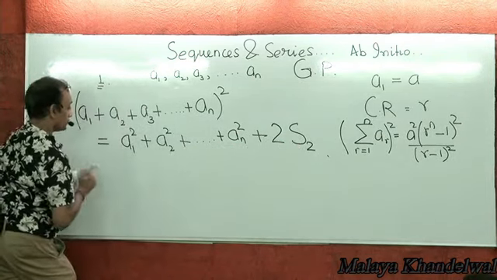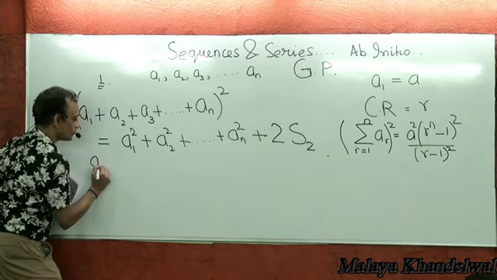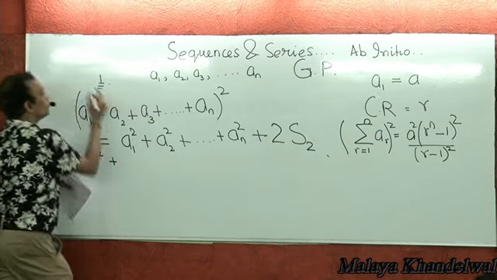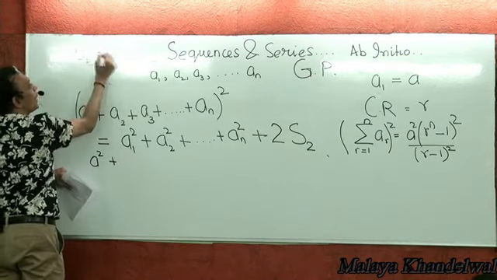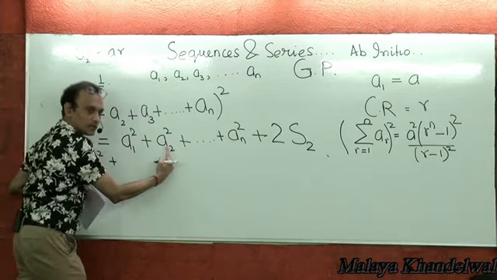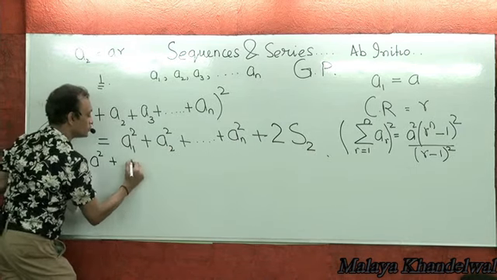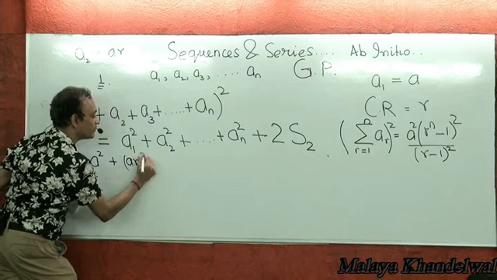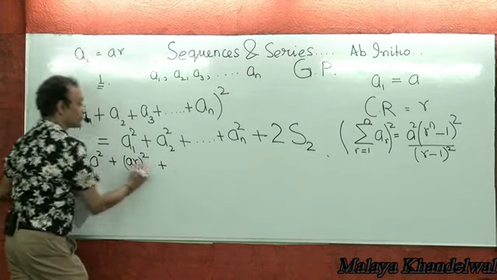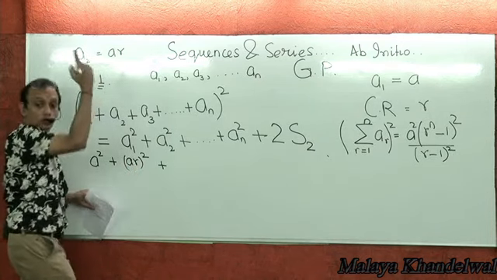Now, look, what are these terms? A1 squared is A squared, right? A2 is going to be A into R. The second term of the GP series would be the first term into common ratio R, right? So A2 squared is going to be AR whole squared. The third term would be, again multiply this by R, so that's going to be AR squared whole squared.